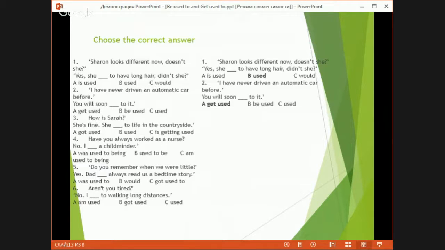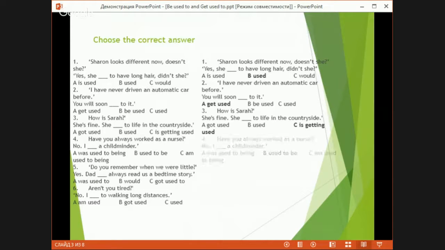I have never driven an automatic car before. You will soon get used to it. It will soon become normal for you. Maybe not now, but it will be. How is Sarah? She's fine. She's getting used to life in the countryside, so she's in the process. It's not normal yet, but it will be.